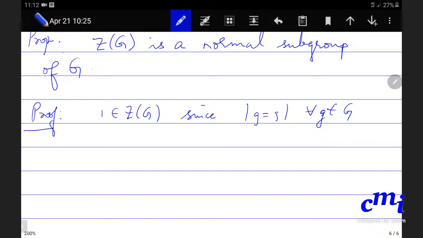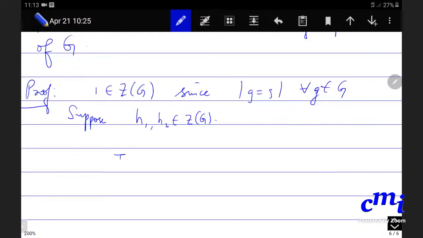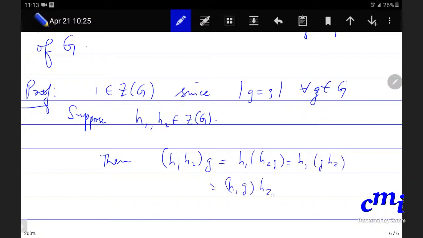Now suppose h1, h2 are in Z(G). Then h1 h2 g is h1 (h2 g), which is h1 (g h2), which is (h1 g) h2, which is g h1 h2.